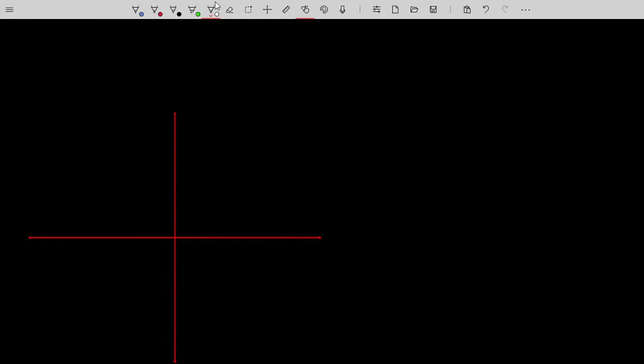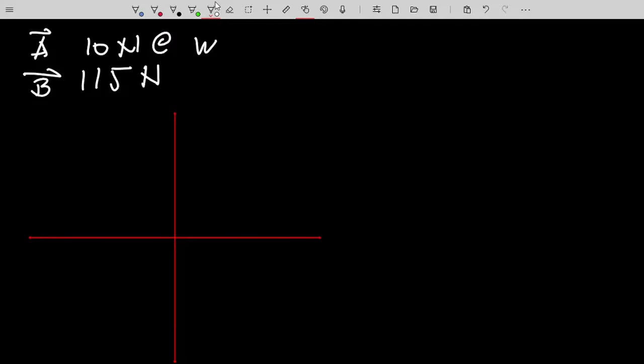Now let's try to have another example. What if the value of your vector A is 10 newtons at west, and the value of your vector B is 115 newtons at south. Now what is the magnitude and the direction of our resultant vector? First, let's try to graph this one. Your vector A is going to this direction, which has a value of 10 newtons, and your vector B is going to this direction, which is way longer because it has a value of 115 newtons.